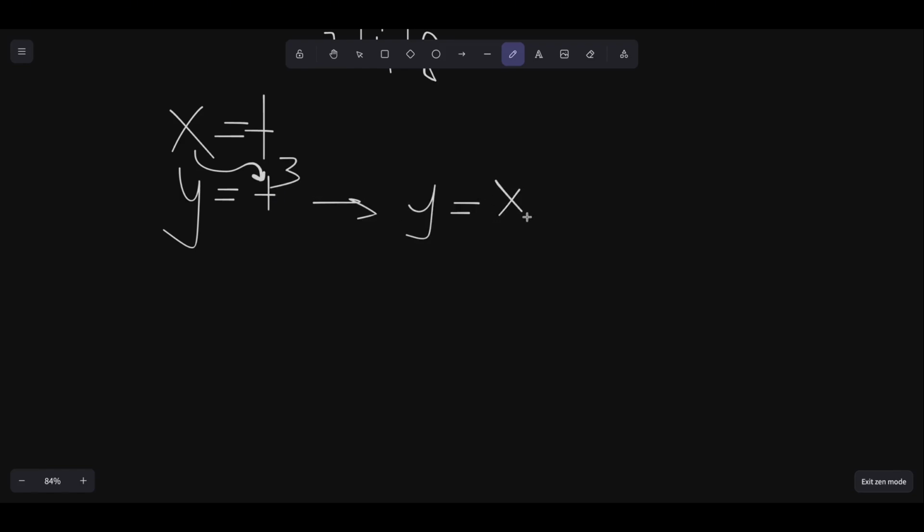In fact, if we have x is equal to t, and then we had y is equal to t to the third, this is still a parametric equation. But because x is equal to t, I can substitute in x for t. And so I just get y is equal to x to the third. Okay? And so this is the explicit relationship between x and y.